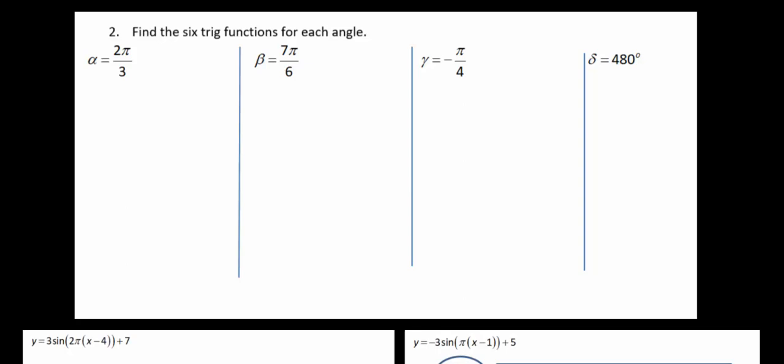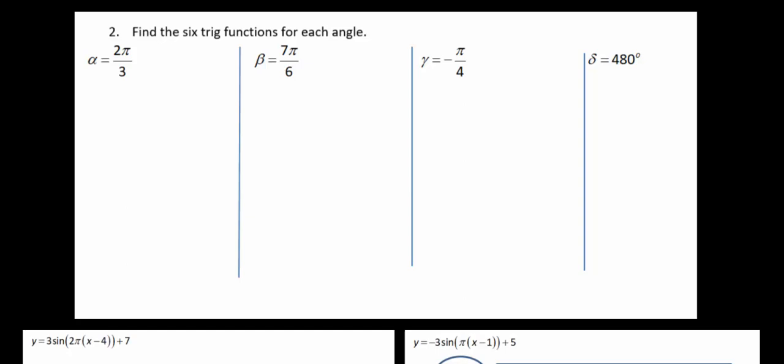Okay, let me go ahead and go over this first one here. So we want to find the 6 trigonometric functions for 2 pi over 3. Okay, now what we need to do first of all is figure out, well, which quadrant is this in?